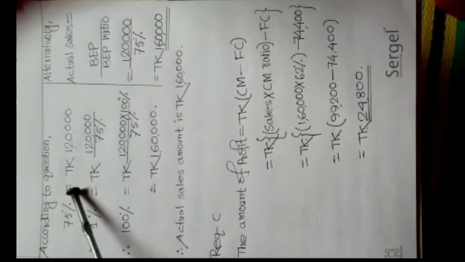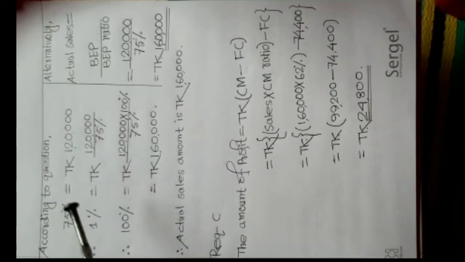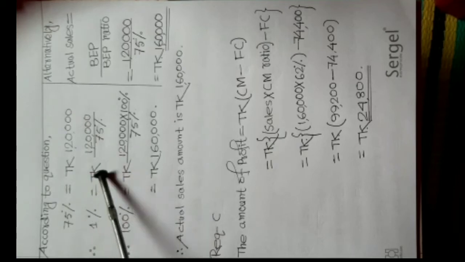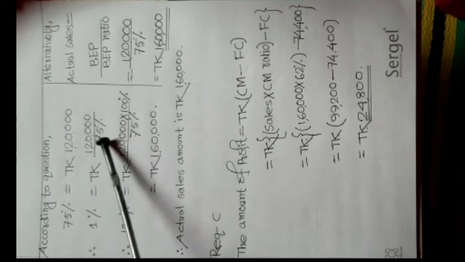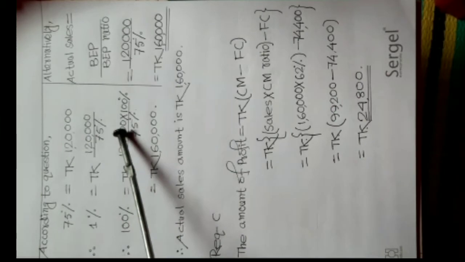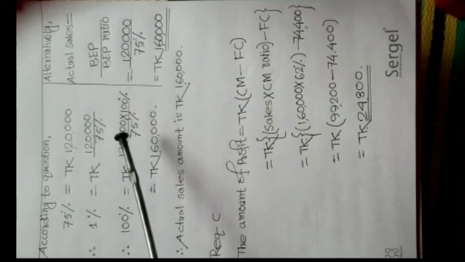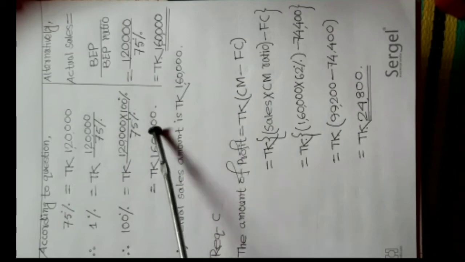Dear students, according to the question, 75% is equal to টাকা 1,20,000. So 1% is equal to 1,20,000 divided by 75%. So 100% is equal to 1,20,000 into 100% divided by 75%. That is টাকা 1,60,000.